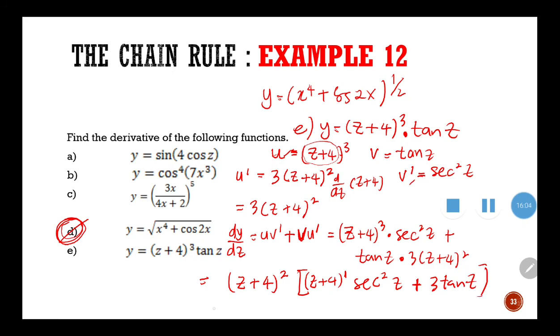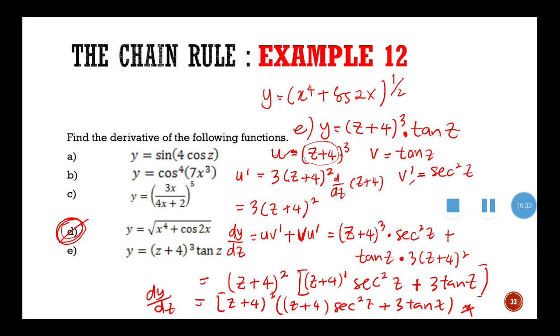Okay. So maknanya jawapan kita, that is our final answer. Ataupun nak tulis lagi sekali boleh. (z plus 4) square times with (z plus 4) secant square z plus with 3 tangent z. Okay, so this is our dy over dz. Okay, so with this, we have completed example 12 with one question I bagi kat you all lah. Submit as your classwork submission together with other questions. As usual, the submission due is tonight.